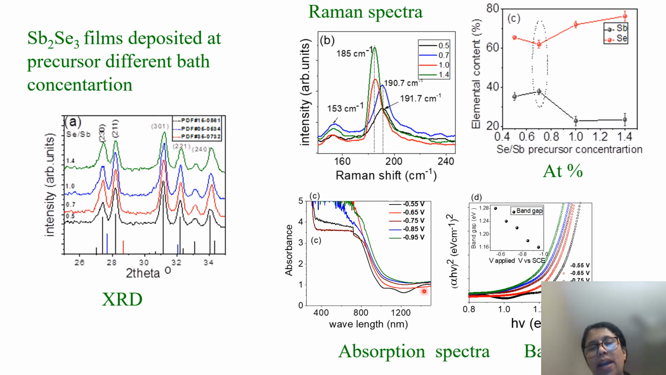Here it shows the band gap of the films. You can see that the band gap decreases with the increase in bath concentration, or the increase in selenium in the bath. As expected, the selenium incorporation is higher, which results in a decrease in the band gap.